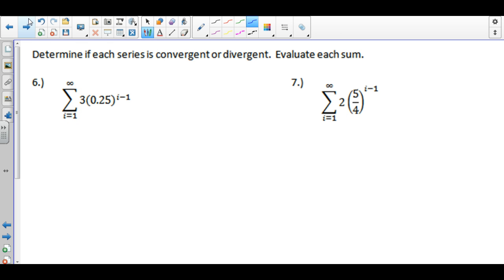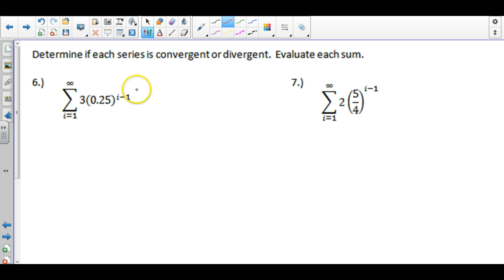Next ones. So with these, we're going to determine if each of these series is convergent or divergent. So notice we're in sigma notation on both of these with an infinity at the top, which tells us that these are infinite geometric series. So in this first one, we have a first term of 3, a common ratio of 0.25, and we're going to be starting from a value of 1 and going all the way to infinity.